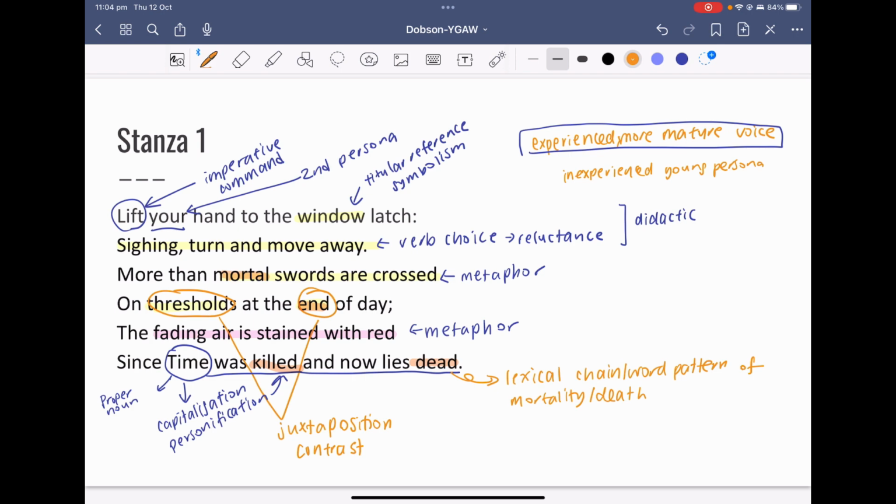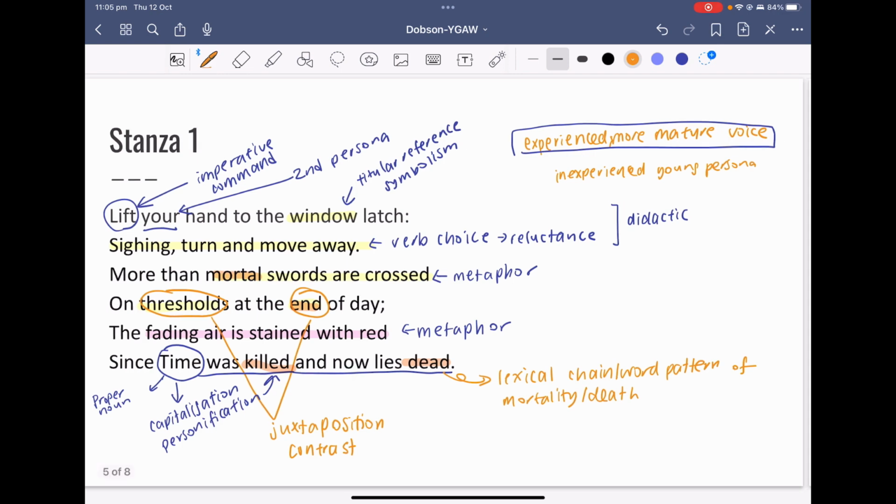So if you have a look at this particular stanza, it doesn't really frame the experience of the young persona as one that is positive. There are a lot of words with connotations of death, and also the metaphor of the fading air stained with red. That doesn't seem that positive, and therefore you need to make note of how there is this sense of tension that is being presented in stanza 1 in regards to the experience of this young girl at a window.